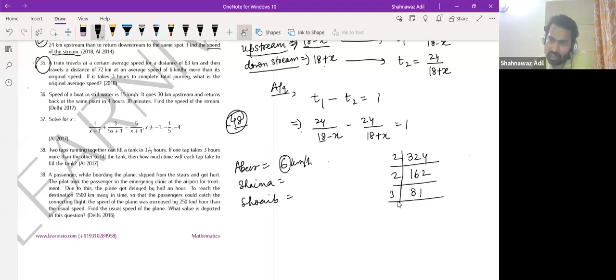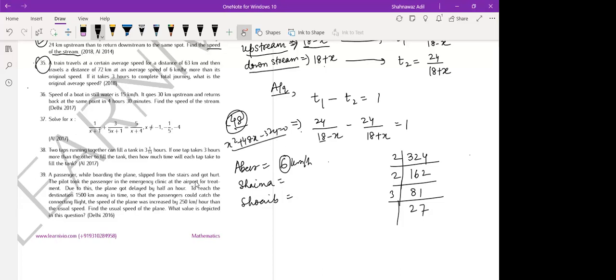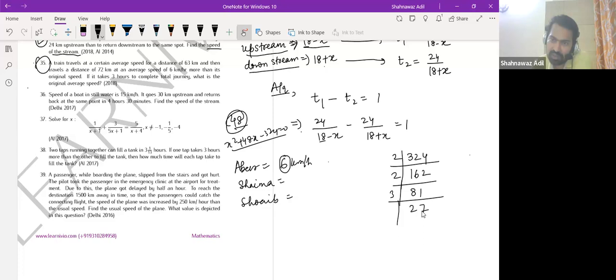So 3 and then 27. So what was the equation? x squared plus 48x minus 324. This was the equation. Yes, sir. Okay, so this is 12 and this is 27. So this is 39. Okay, so now what do we have?